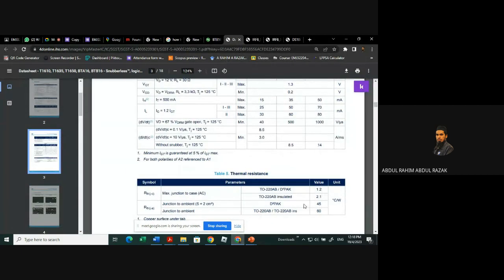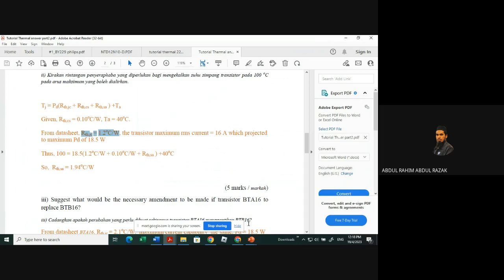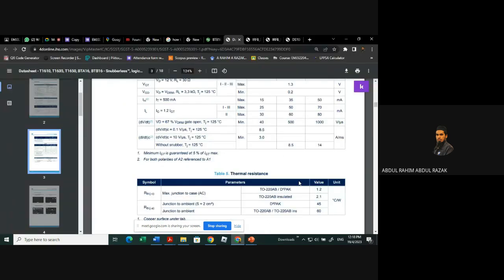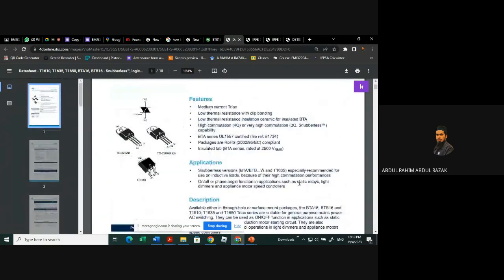JC. We have two values here. D2PAK ke? Insulator ke? 1.2 ke? 2.1 ke? So which one? So you have two different packages. So D2PAK ataupun macam ni.